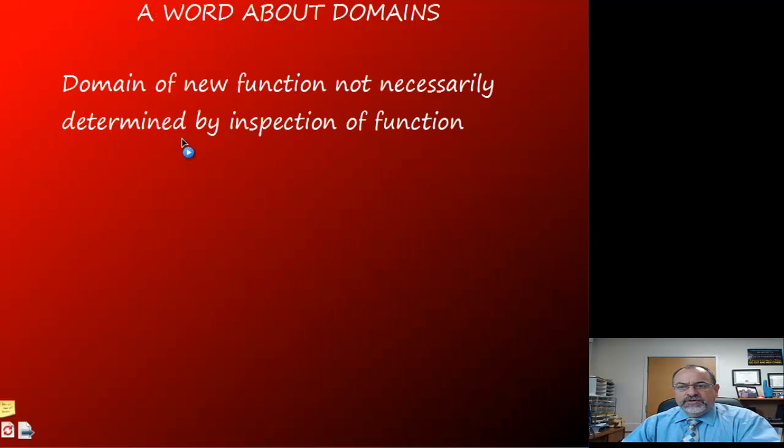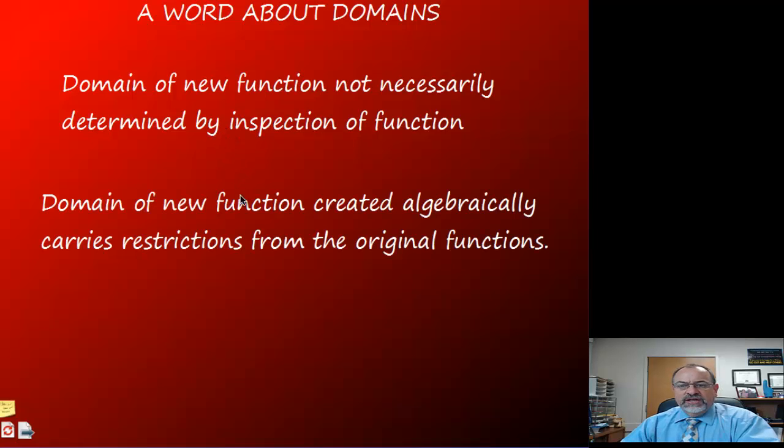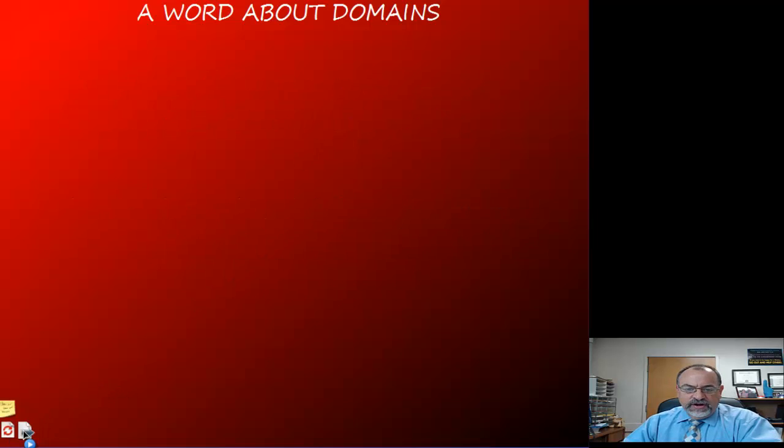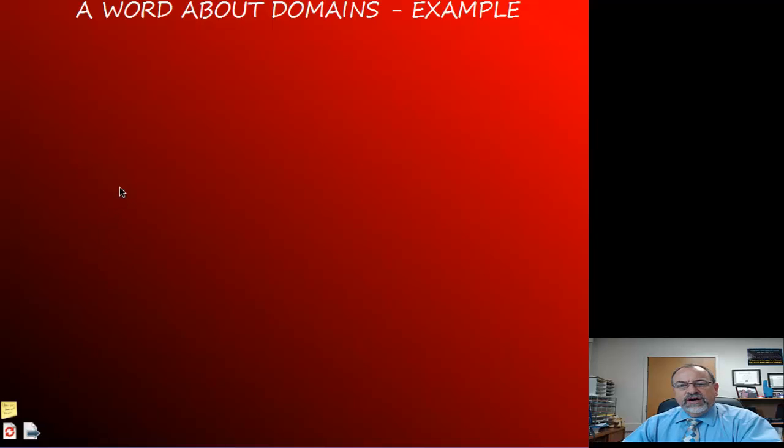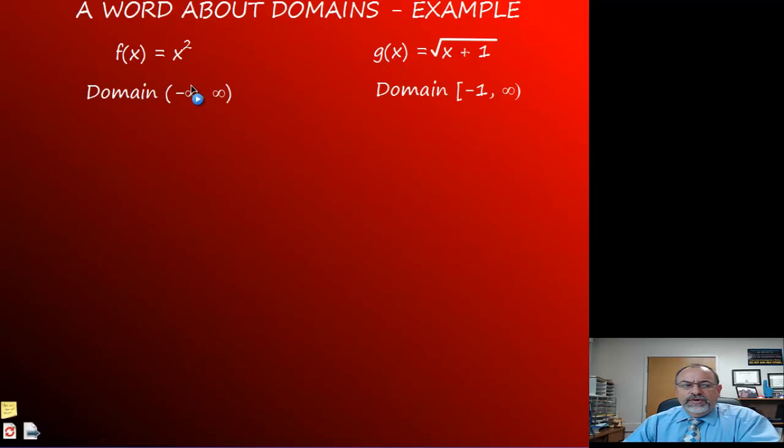So a word about domains, and as I've talked about, the domain of the new function is not necessarily determined by looking at the function. And I'll show you what I mean. It's created from the intersection of those original functions because it carries the characteristics of the parents. We have f of x is equal to x squared and g of x is equal to the square root of x plus 1. The domain we already calculated as this and this, so we have that.